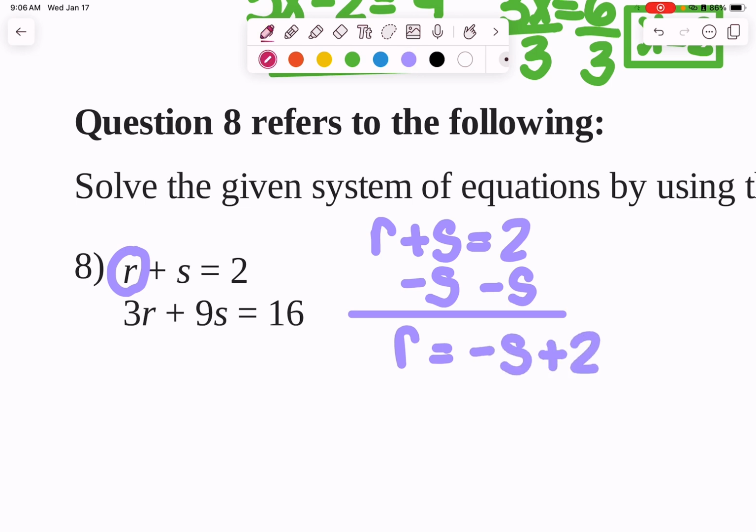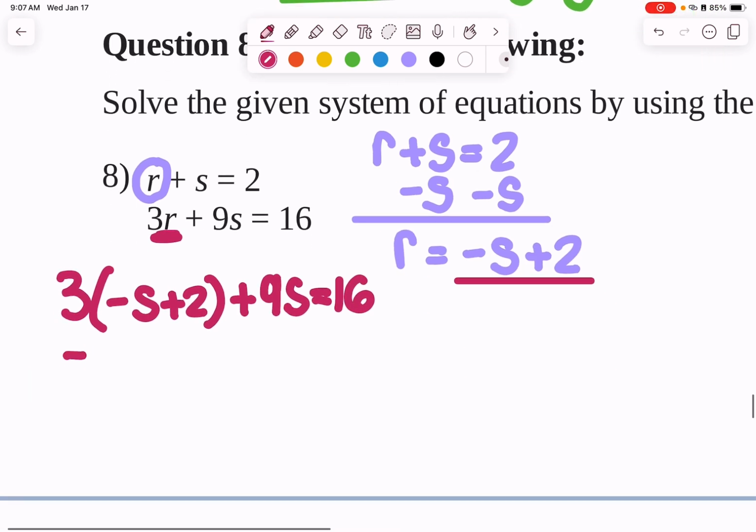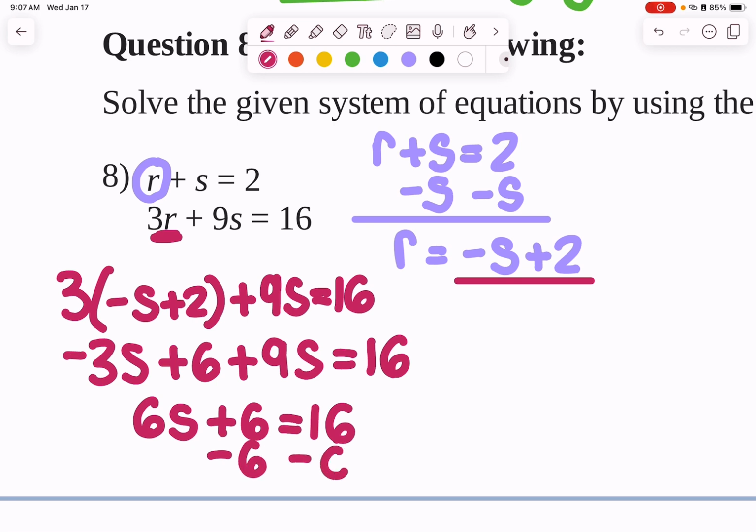All right, so I'm going to go to my second equation that I haven't touched, and I'm going to replace the r with what r equals. So I will get 3 parentheses negative s plus 2 plus 9s equals 16. 3 times negative s is negative 3s. 3 times 2 is 6 plus 9s equals 16. Negative 3 plus 9 is 6s, plus 6 equals 16. Subtract 6 on both sides. I'll get 6s equals 10.